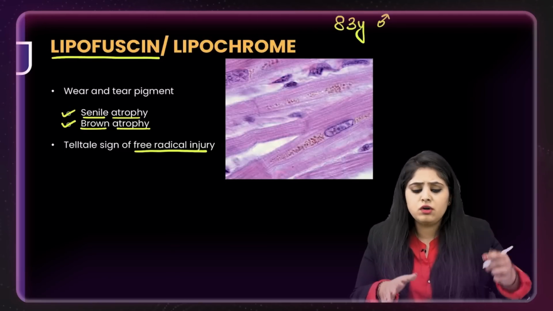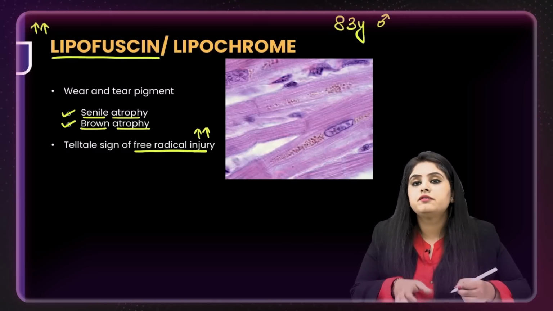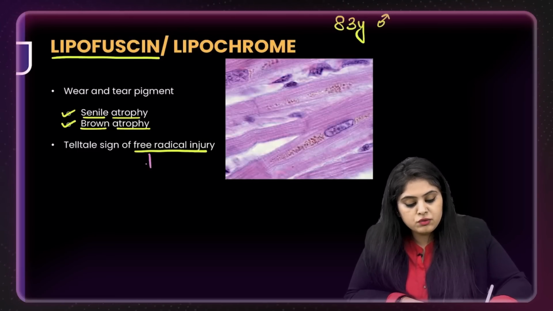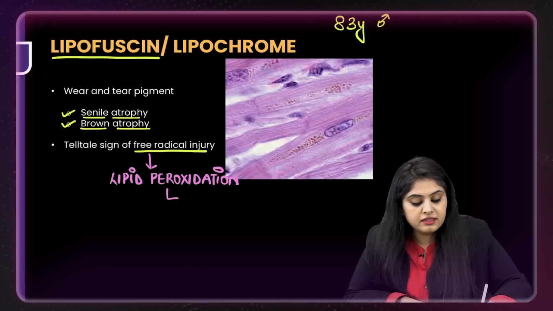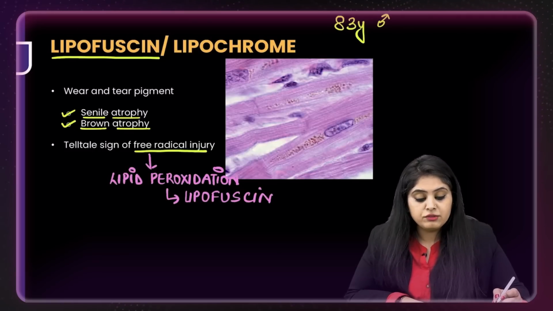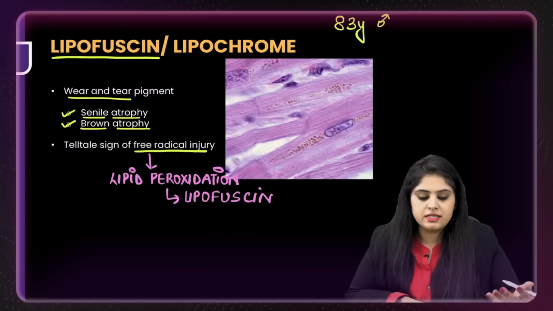So if I'm seeing lots and lots of lipofuscin, what will you analyze? This patient has had lots and lots of free radical injury, because I'll tell you the mechanism now. Free radicals do lipid peroxidation, and that is the reason lipofuscin is formed. Can I indirectly say that this tells me the body is undergoing a lot of wear and tear? That is when it's forming.